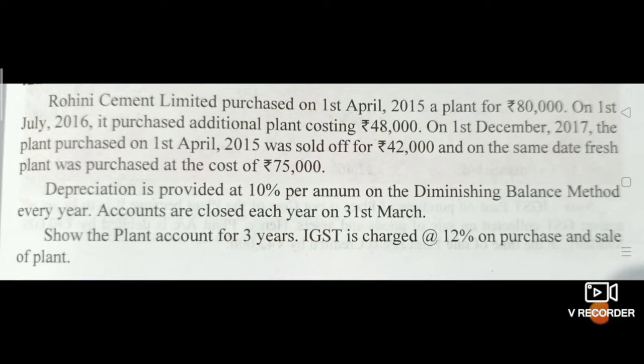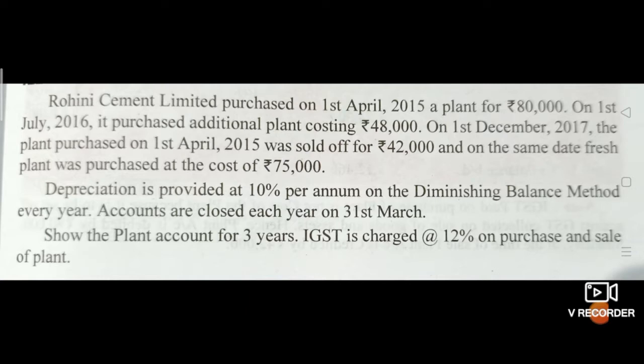Rohini Cement Limited purchased on 1st April 2015 a plant for rupees 80,000. On 1st July 2016, it purchased additional plant costing rupees 48,000. So they have purchased two plants. On 1st December 2017, the plant purchased on 1st April 2015 was sold off for rupees 42,000. It means the first plant. And on the same date, a fresh plant was purchased at the cost of rupees 75,000. This is the third plant purchased by them when they have sold the first plant.